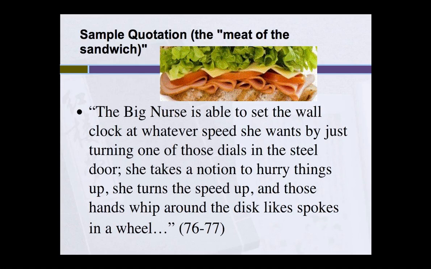So here's a sample quotation if we were going to use this as the meat of our sandwich, and this is a quotation taken from One Flew Over the Cuckoo's Nest. We're going to try and sandwich this thing into an evidence sandwich that will help to prove a point, and you'll see what it is. Here's the quotation. I'll give you a second to read that. It's about the big nurse and how she controls things, and we'll see what we do with it.